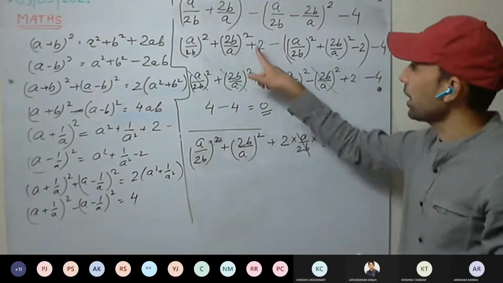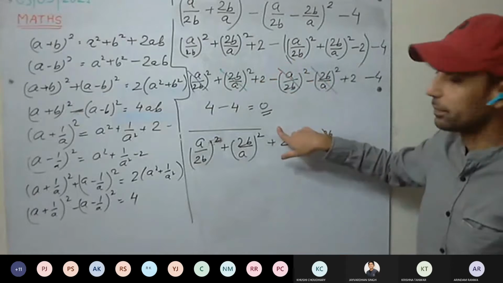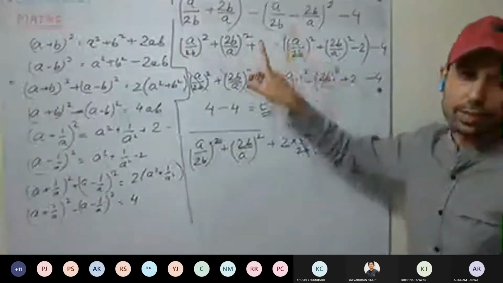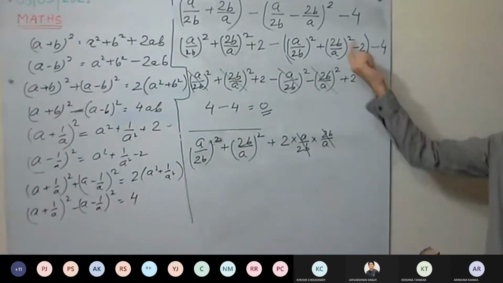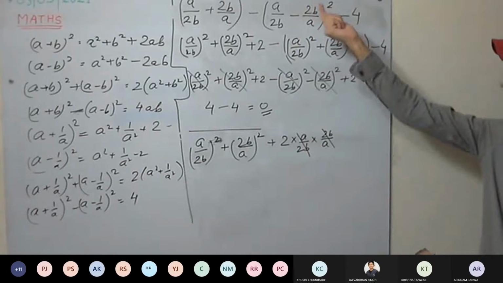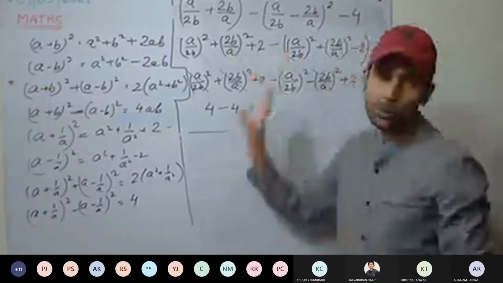Okay, next time ask when I solve here. Don't let me move forward. When the doubt arises, ask immediately. Is this clear? Similarly here, minus 2 into a upon 2b into 2b upon a, they get cancelled. Okay, now do it in your notebook without looking on board.